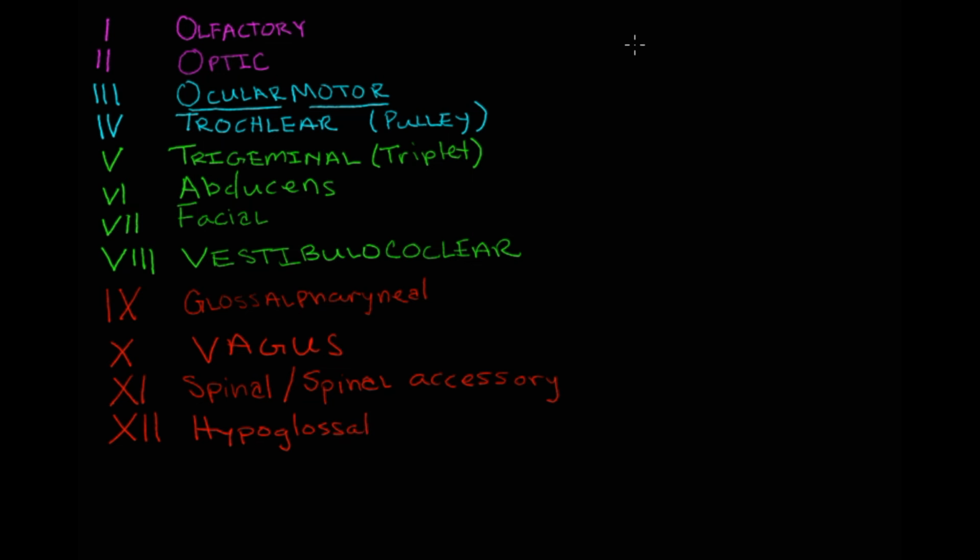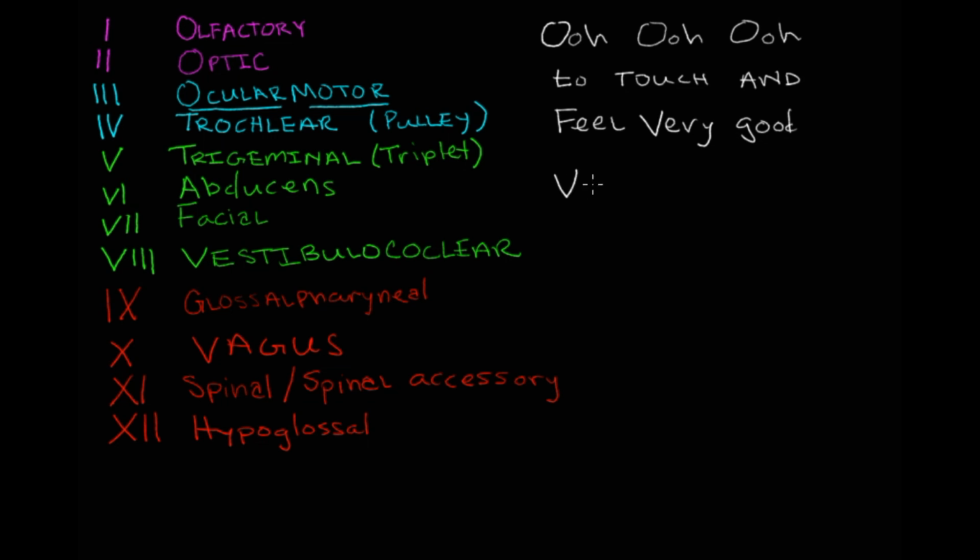So a great mnemonic for this is: Oh, to touch and feel very good velvet, such heaven. So that helps us as we go through our nerves. We start with olfactory, optic, oculomotor, trochlear, trigeminal, abducens, facial, vestibulocochlear, glossopharyngeal, vagus, spinal accessory, and hypoglossal.